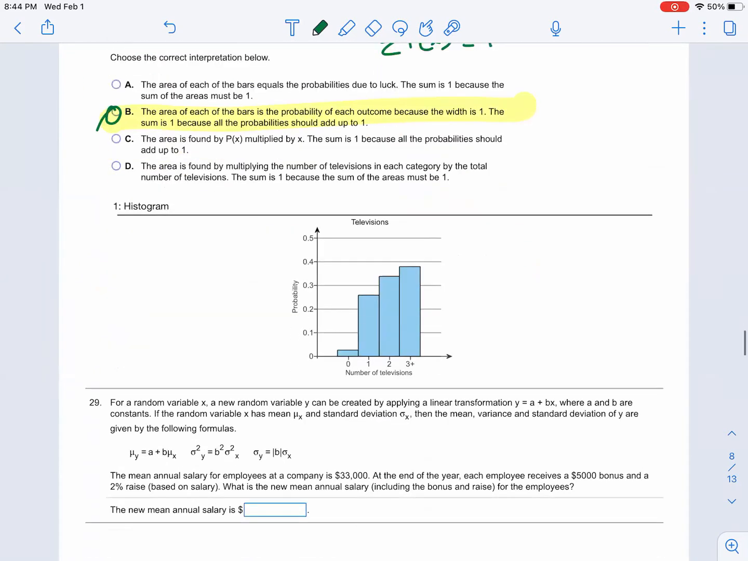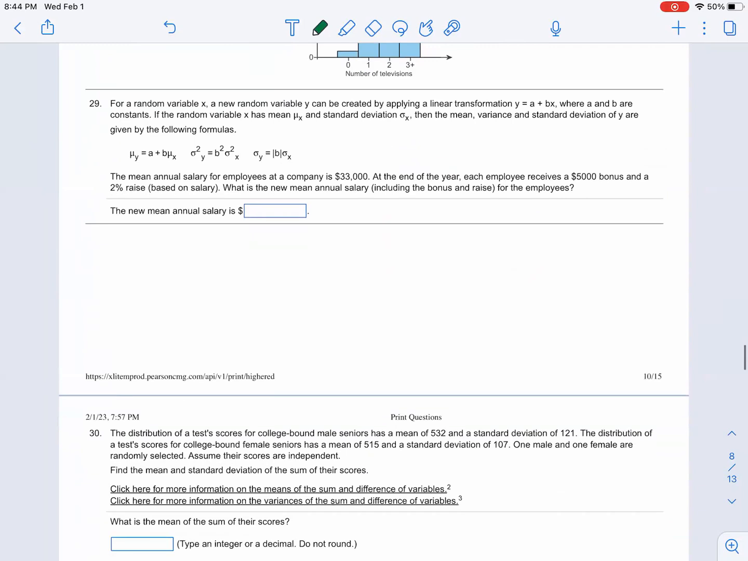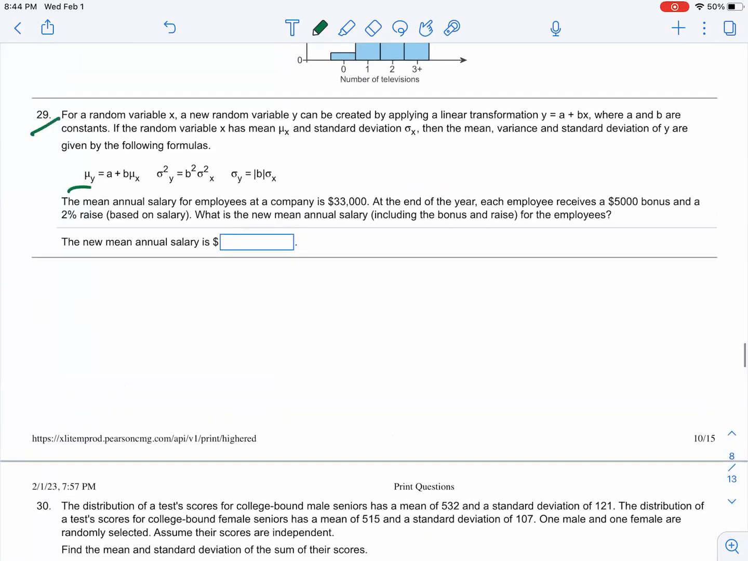Now, 29 is a matter of using a formula. It says, for a random variable x, a new random variable y can be created by applying a linear transformation. You've seen this before. This is y equal to mx plus b. Remember the idea of slope and the y-intercept. It's exactly the same thing here.